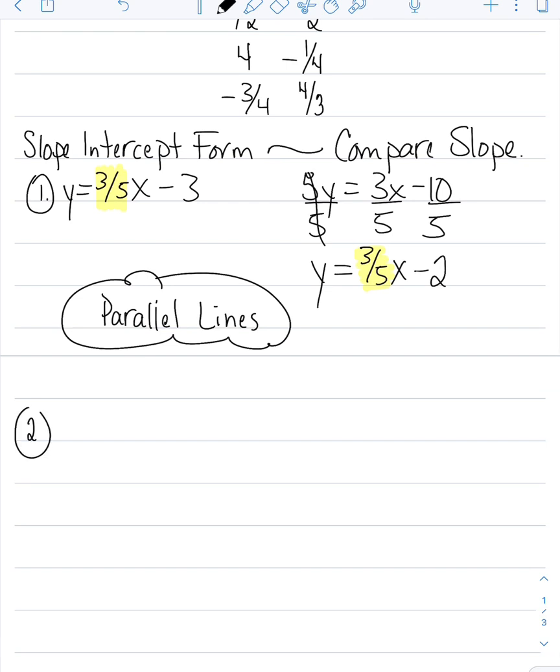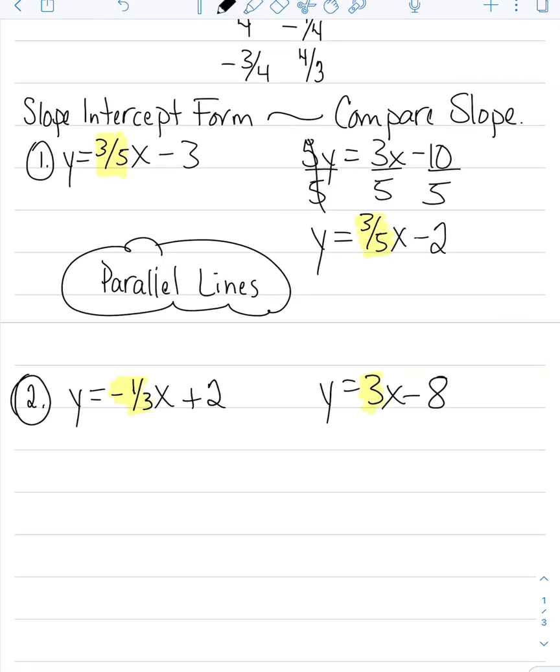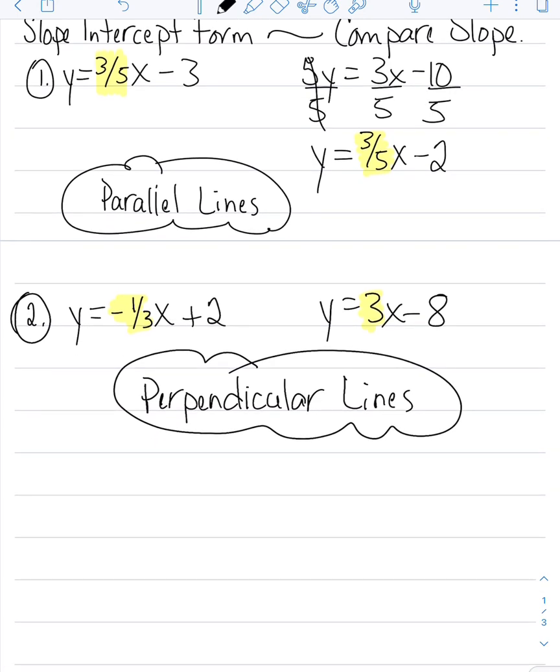So let's look at a couple more examples. Let's compare these two equations. y = -1/3 x + 2, and y = 3x - 8. First, can I easily identify the slope in each of these equations? Nicely enough, they're both in slope-intercept form, so I can just compare. And they are opposite signs, and 1/3 and 3 are reciprocals. So since they have opposite reciprocal slopes, these create perpendicular lines. So that's the relationship between those two lines. And again, we get this by looking at the slope. Same slope means the two lines will be parallel. Opposite reciprocal slopes means they will be perpendicular.